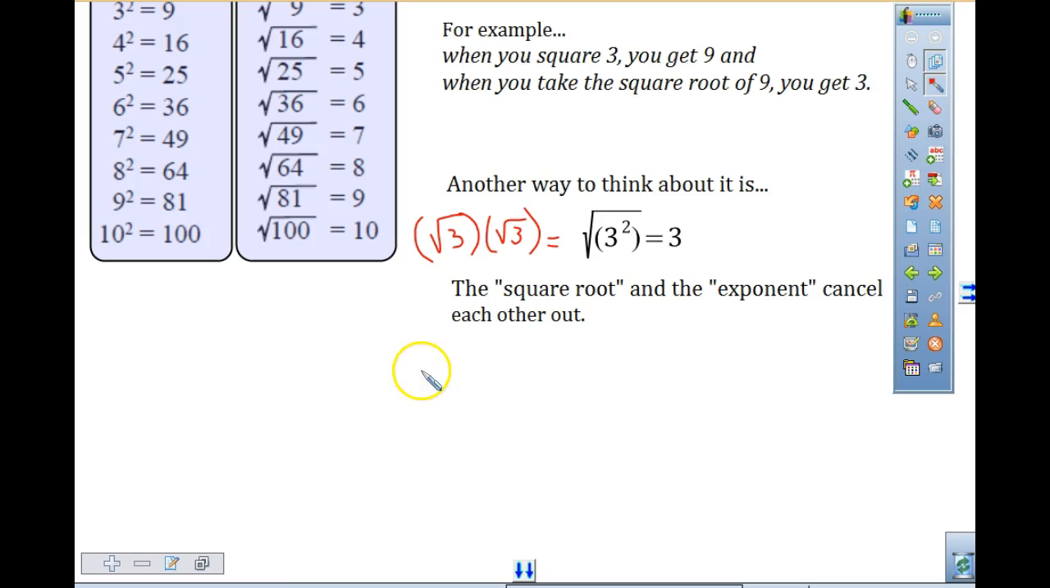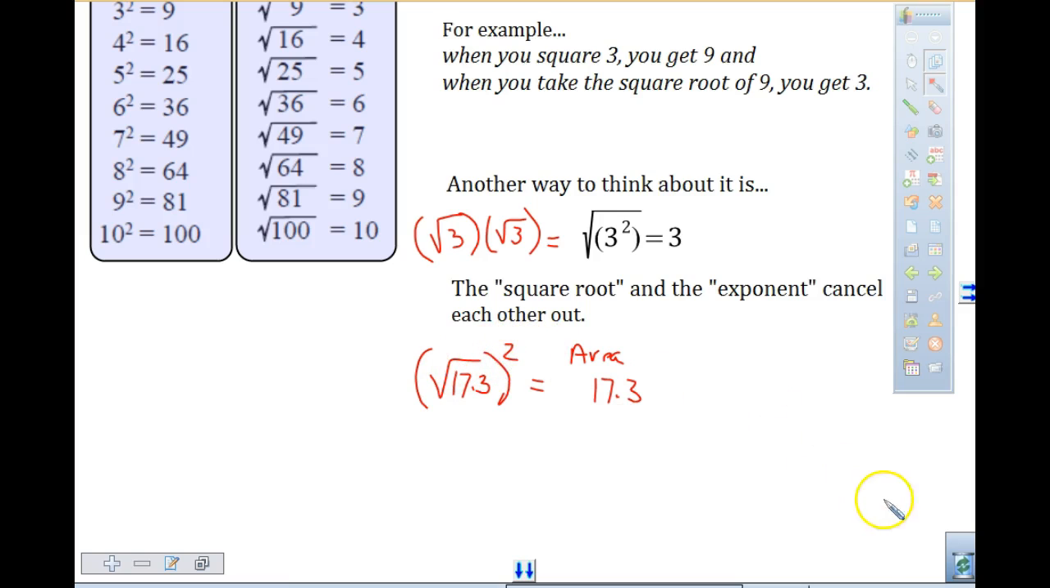Because if I say the side length is 17.3, well, what's the area of that square? Oh, I'm going to take 17.3, that's the side length, right? And I'm going to square it. That means these 2 undo themselves, and my answer is that the area is just going to be 17.3. It's whatever underneath there. So it could be a nice number, it could be an ugly number, and you don't want to use your calculator for that. You just want to know that these 2 things undo each other, okay?